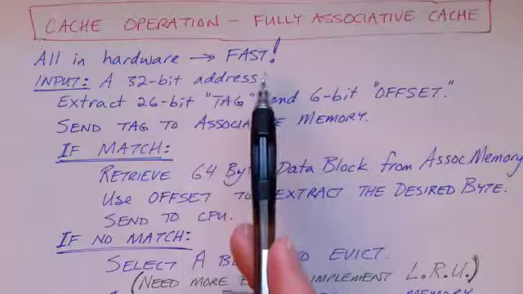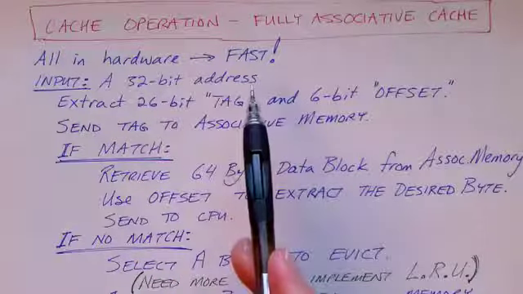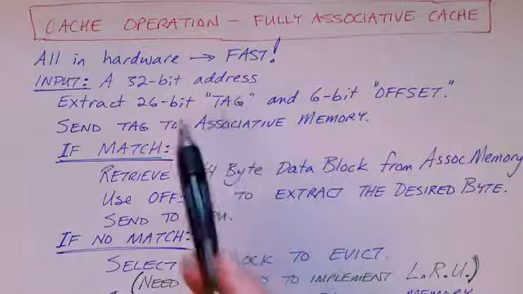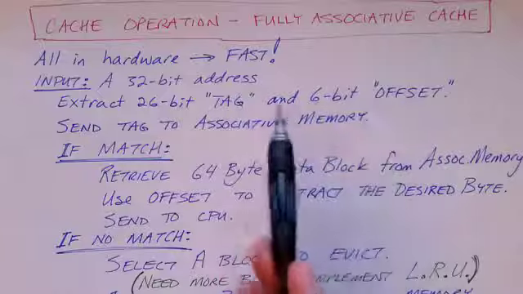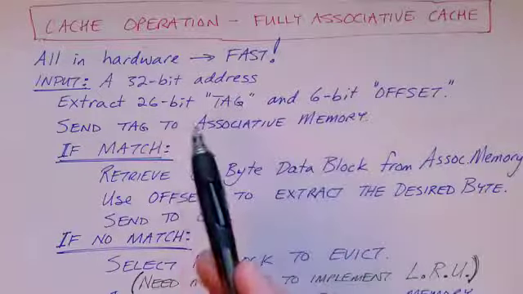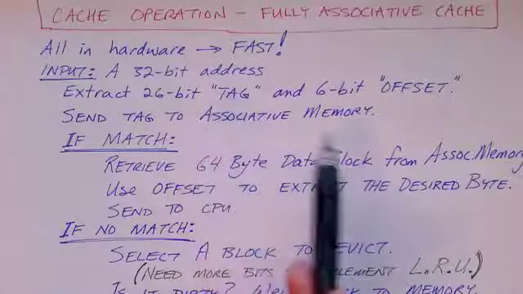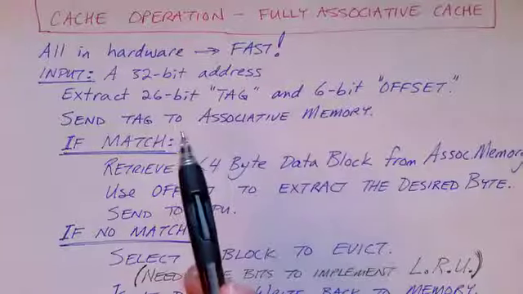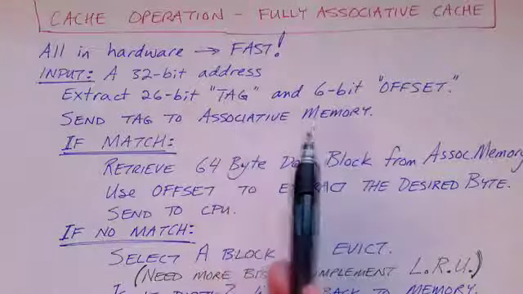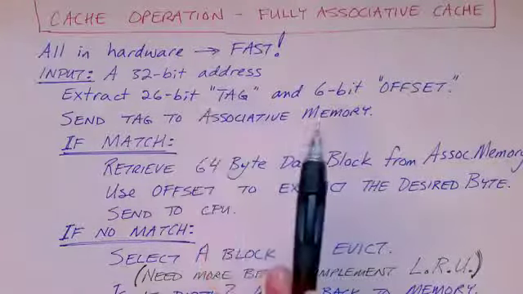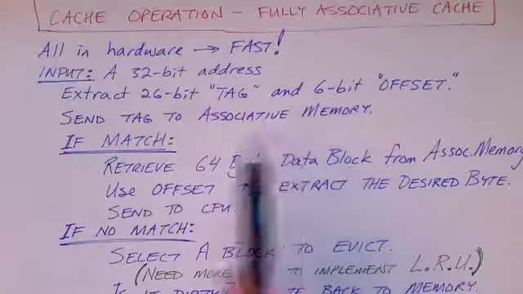So the cache unit is a hardware unit that takes an input, and that input is an address. In our example, we're looking at 32 bits. So the first step is to separate out the tag from the offset. Remember that the offset is 6 bits and the tag is 26 bits. And the cache contains an associative memory. It's got 512 lines in it. Each line has a key and a value. The key is a 26-bit tag, and the value is a 64-byte block of data.